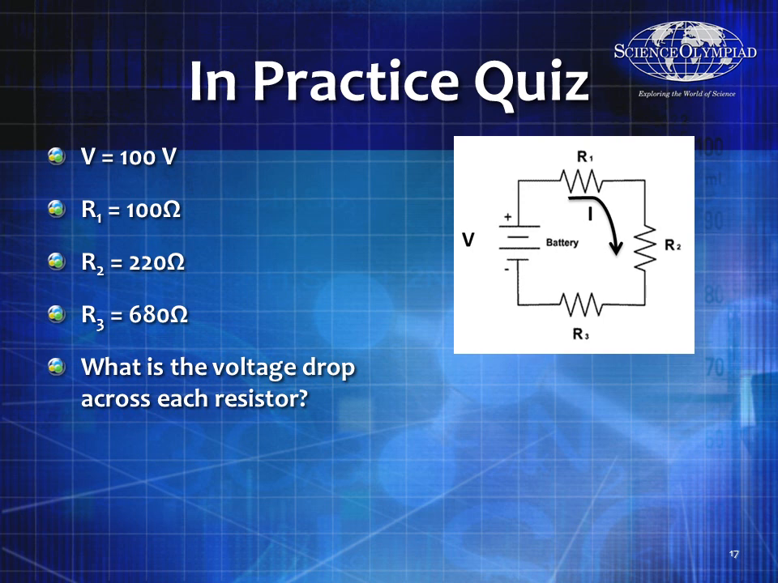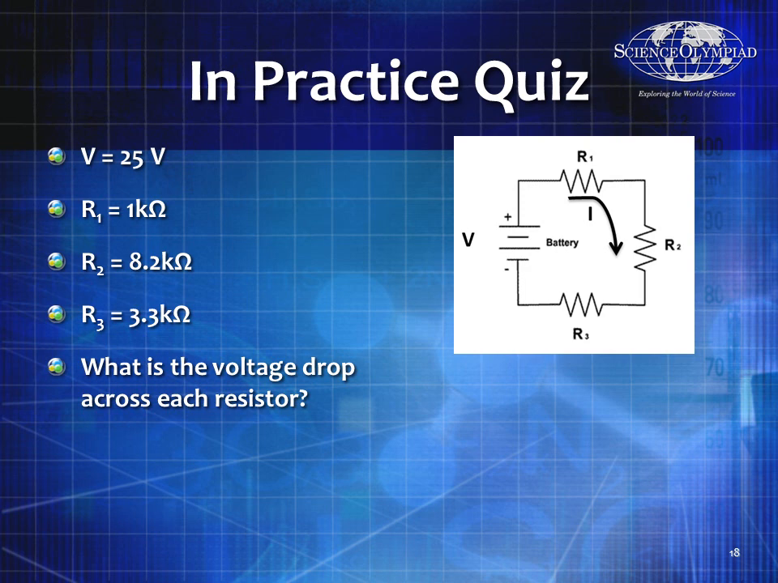Okay, and so if I know that I've got 100 volts, I can multiply that times 100 divided by 1,000. So a tenth of that, so 10 volts would be across R1. Then there's going to be 22 volts across R2 and 68 volts across R3. And does that make sense? Yes, the largest resistor has the most voltage and the smallest resistor has the least.